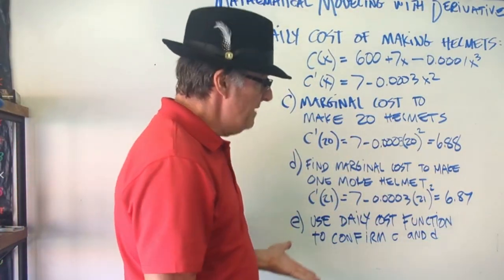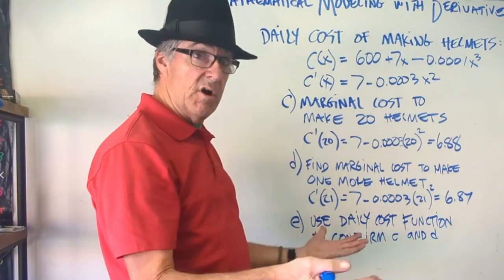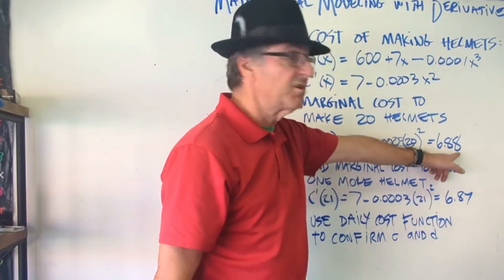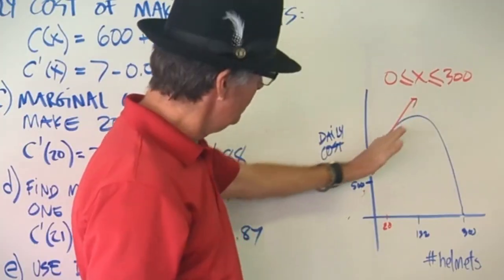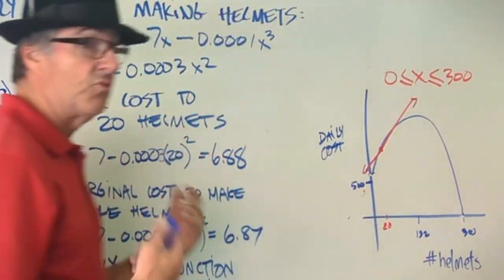Makes sense. We made one more helmet, so we're going to spread that fixed cost over more of our product. So this one's going to cost a little less more to make than this one cost. And indeed, what we've done is we've slipped up this curve a little bit, so now the tangent doesn't have quite as steep a slope as it did at 20.